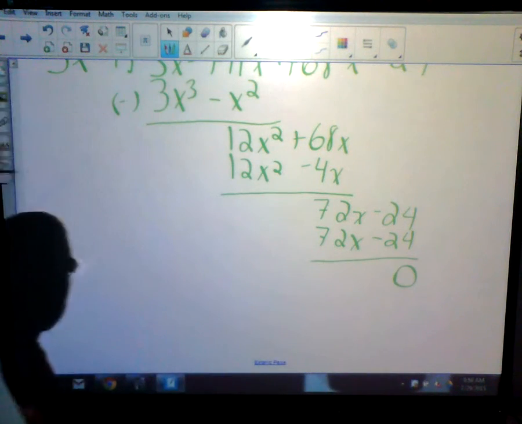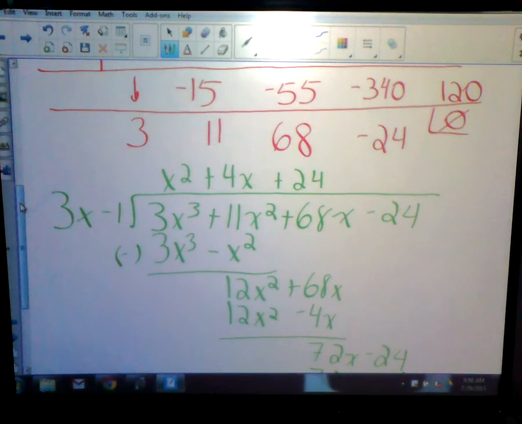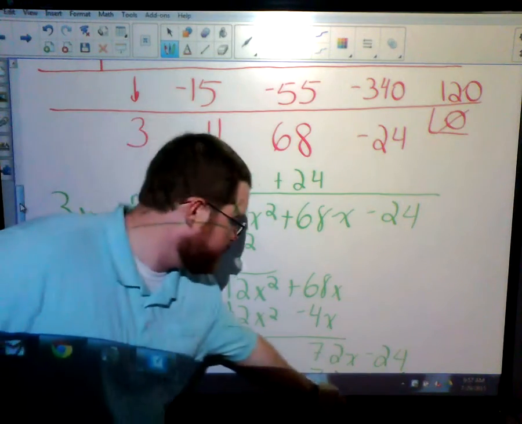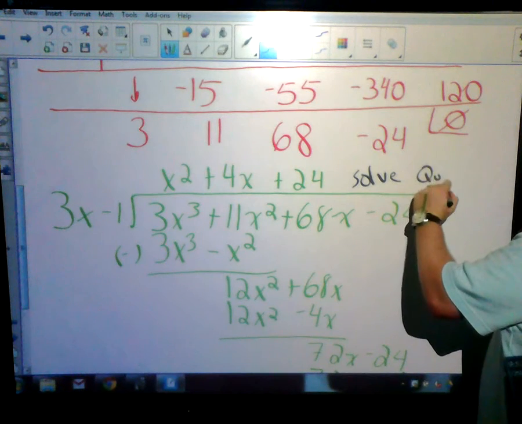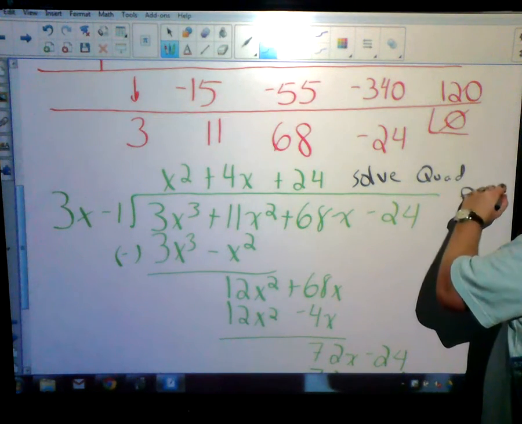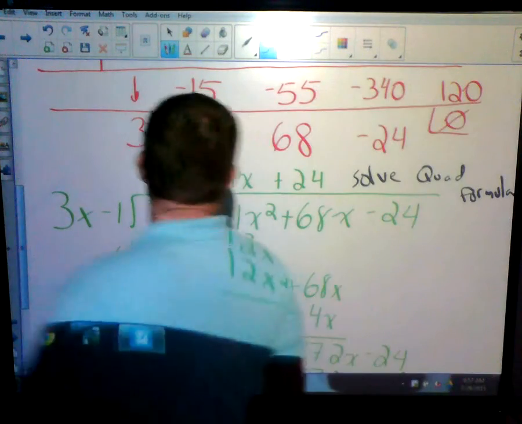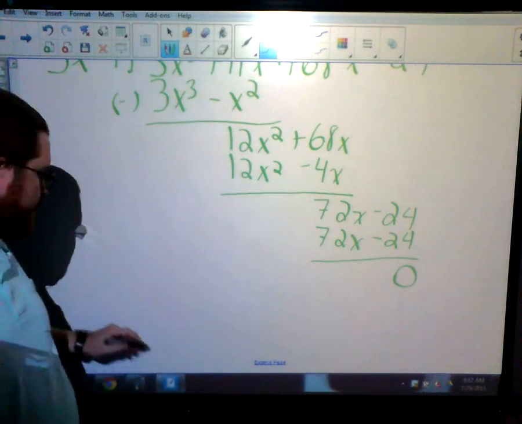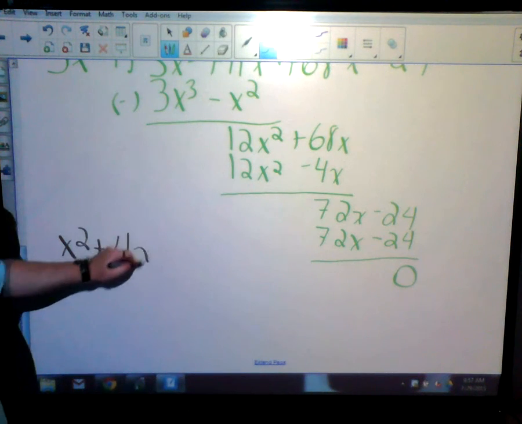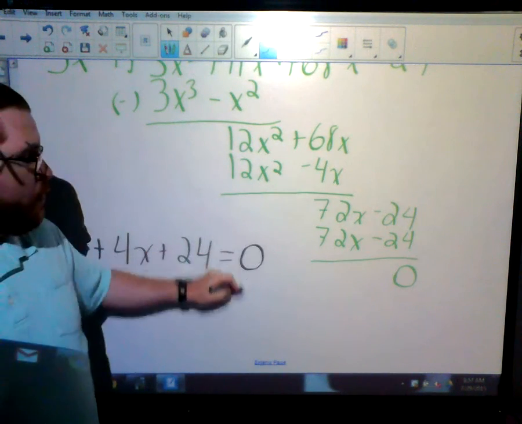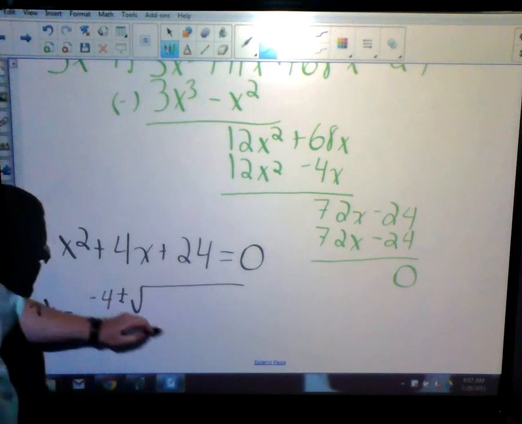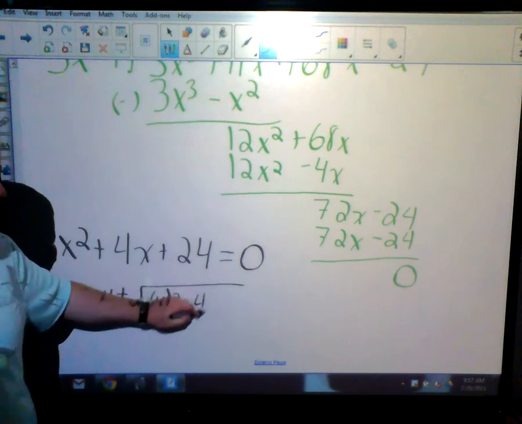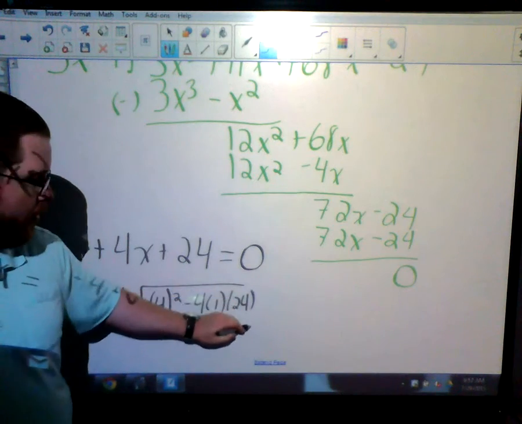So what's my remaining factor? It's x squared plus 4x plus 24. So now how do I solve this? I use the quadratic formula. X squared plus 4x plus 24 equals 0. How do I know it won't factor? Because if it would have factored, I would have already done that. Opposite of b, plus or minus square root of b squared minus 4ac, all divided by 2a.